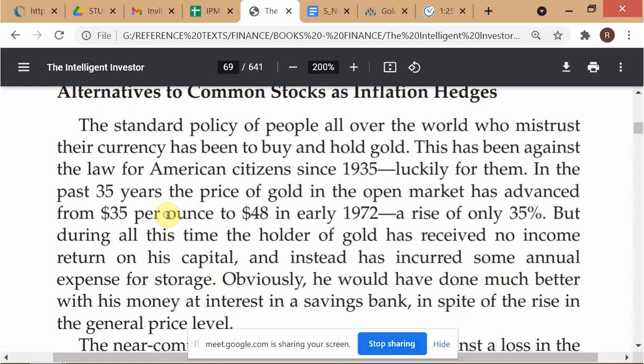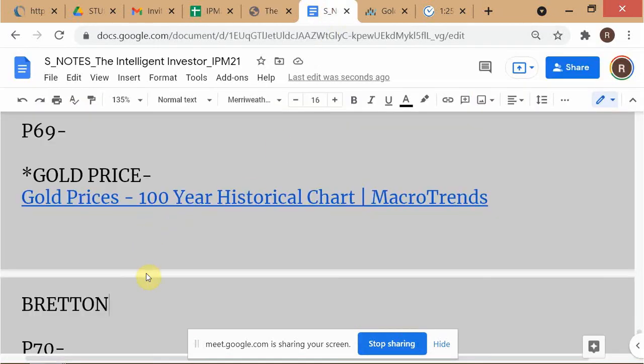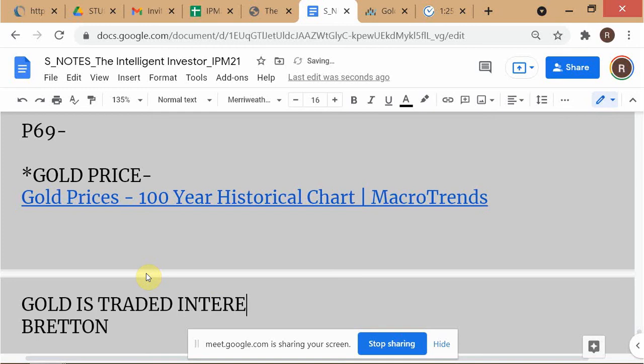This is actually not per ounce. This also is not correct. It's actually per troy ounce. I don't know if I mentioned. This is another point you need to note. You have to be very specific. You can't make these mistakes. Gold is traded internationally in troy ounces. These are all loose statements.